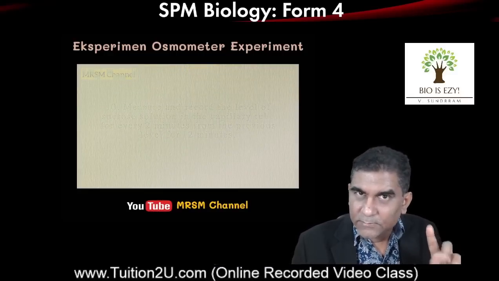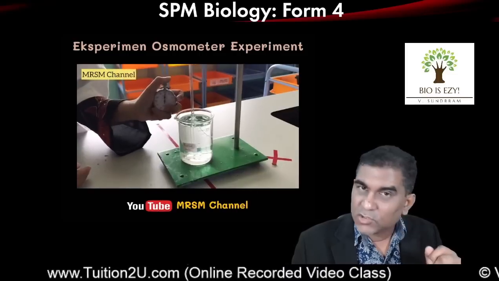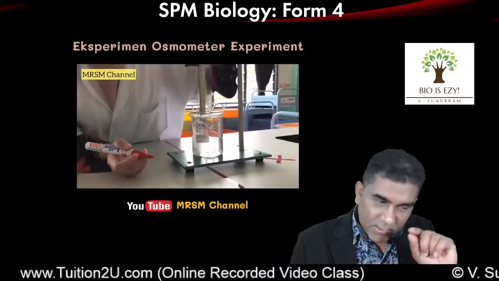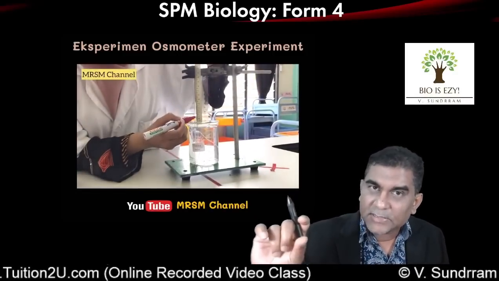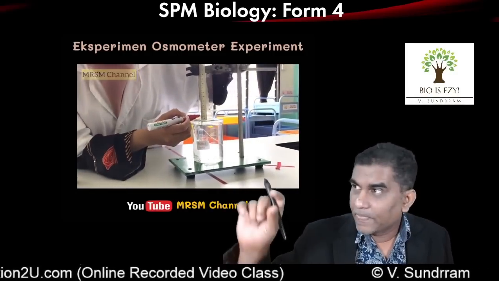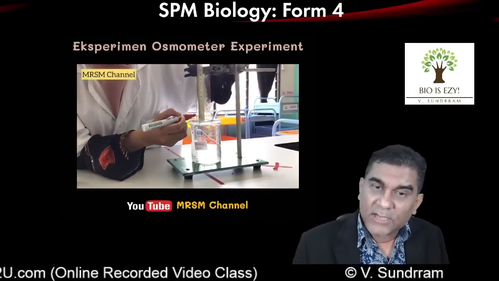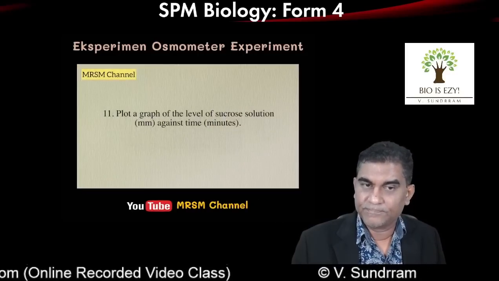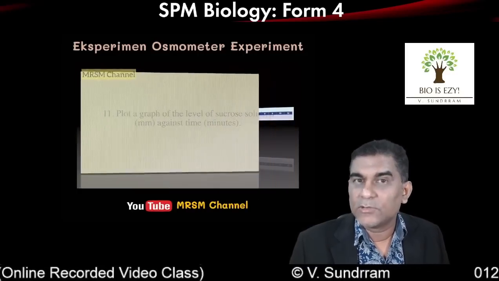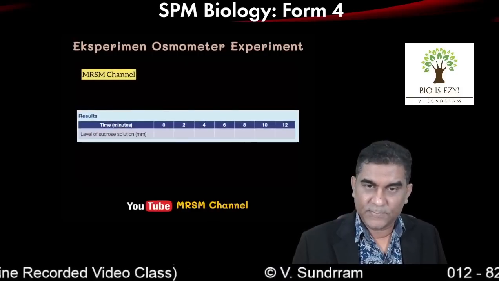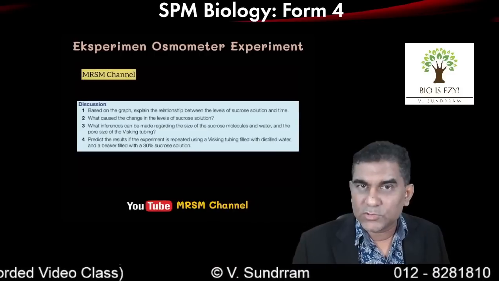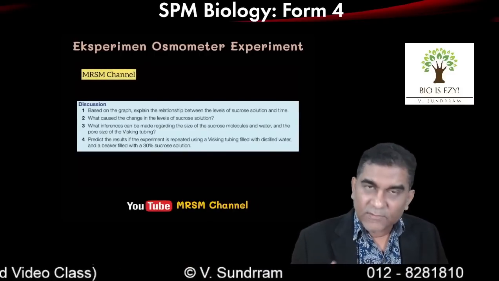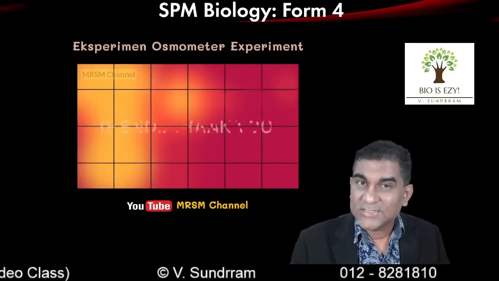Setiap 2 minit pada masa yang sama, start the stopwatch, mulakan jam randik, dan setiap 2 minit kamu perlu ukur peningkatan aras sukrosa di dalam tiub kapilari dengan menggunakan pembaris. Dan akhirnya kamu kena lukis graf. Isikan data, complete the table, and then you're supposed to use the data to draw the graph. After you draw the graph, there are some questions related to that.